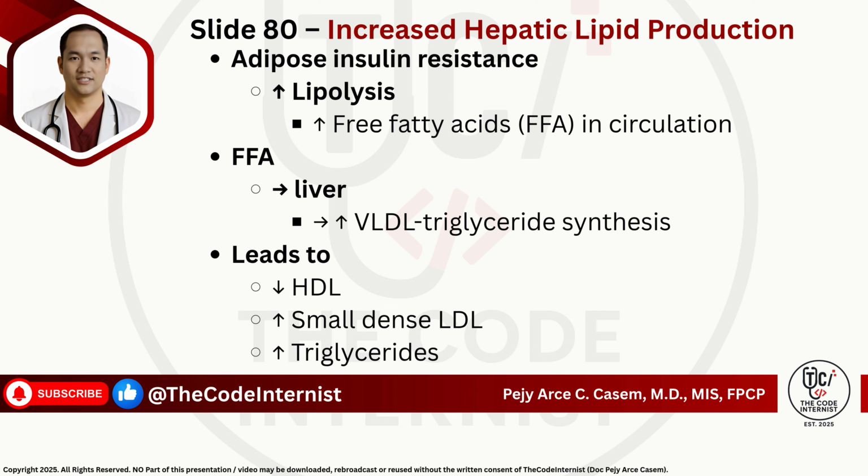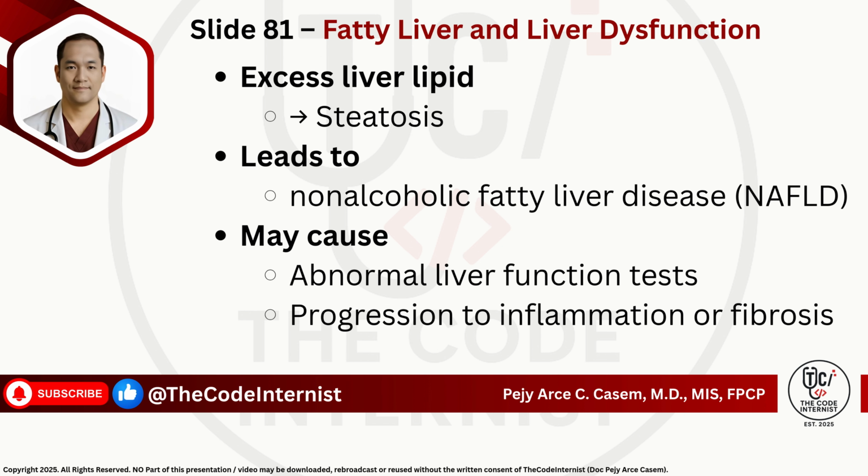These fatty acids go to the liver, which converts them into triglycerides and packages them as VLDL. This lipid overload leads to the classic dyslipidemia of type 2 diabetes: high triglycerides, low HDL, and harmful small LDL. When the liver becomes overwhelmed by fat, the extra lipids accumulate inside the liver cells, leading to fatty liver or NAFLD. This can cause abnormal liver enzymes in labs, and over time, might progress to more serious liver problems like inflammation or even scarring.